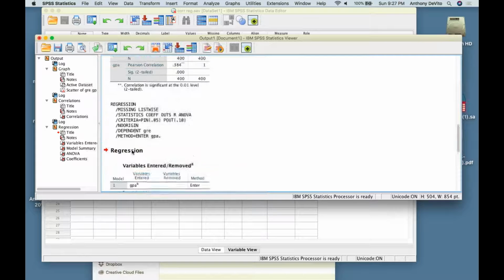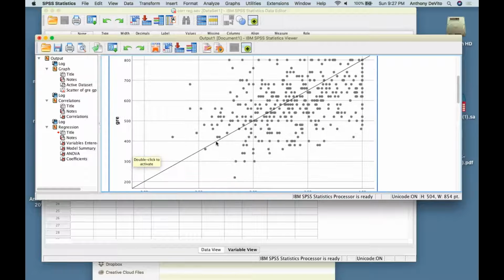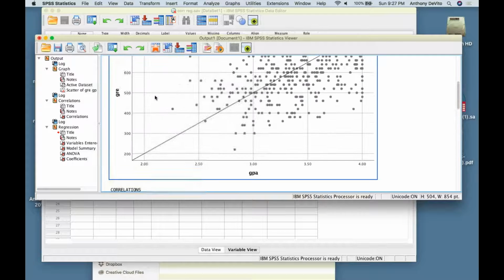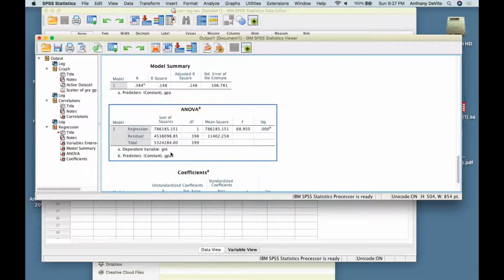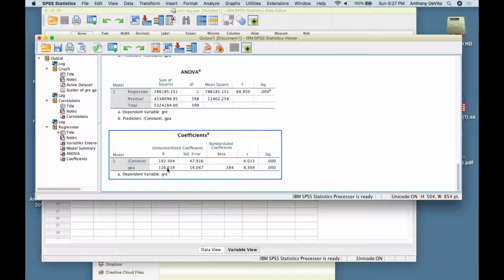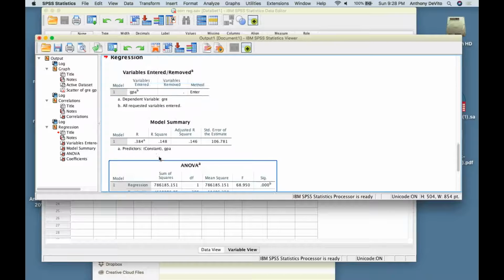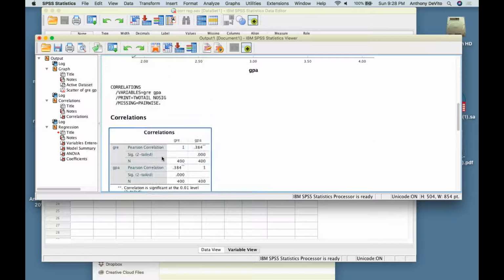Okay, so we can predict the formula of this line: y is equal to the slope of the line, which is 116.6, times x, the grade point average, plus the y-intercept for that line. So we now have a formula that we can use to actually predict what the y value is.